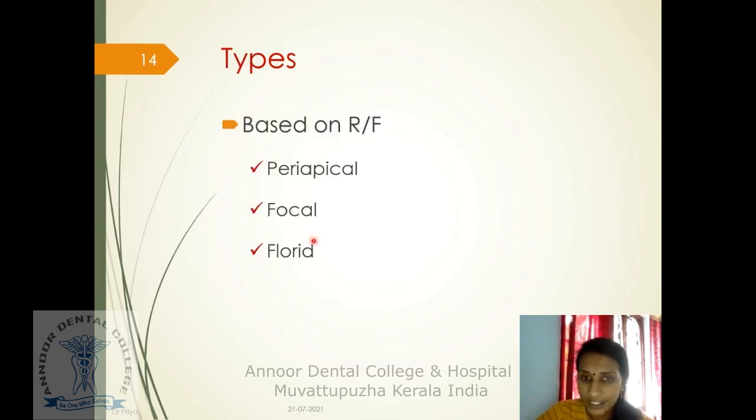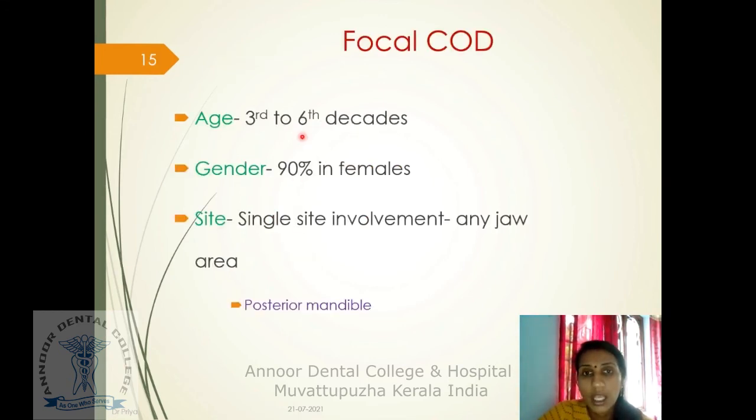There are different types based on the radiographic features. So you can have a periapical type which is present in the periapical region, a focal type which is localized to a single tooth, and another type which is called florid cemento-osseous dysplasia. So three varieties based on the radiographic pattern: periapical, focal and florid. So we'll go on to focal cemento-osseous dysplasia.